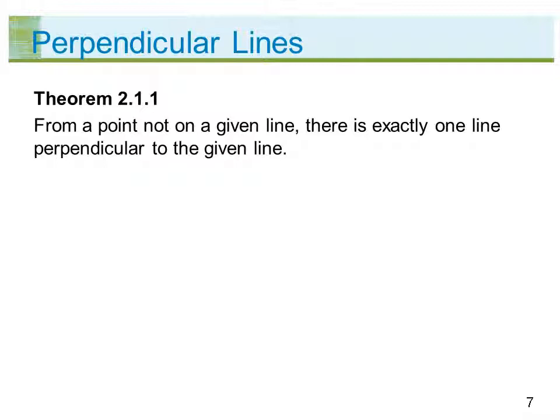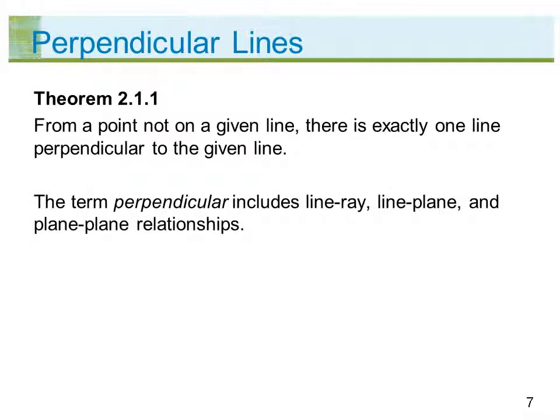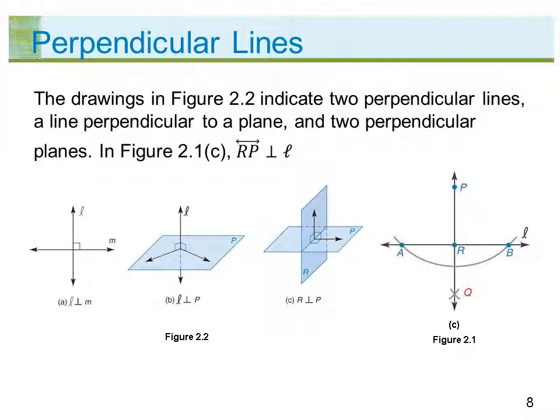Theorem 2.1.1. From a point not on a given line, there is exactly one line perpendicular to the given line. The term perpendicular includes line-ray, line-plane, and plane-plane relationships. The drawings in Figure 2.2 indicate two perpendicular lines, a line perpendicular to a plane, and two perpendicular planes. In Figure 2.1c, line RP is perpendicular to line L.